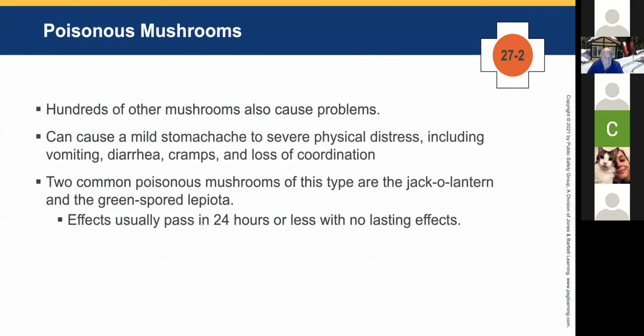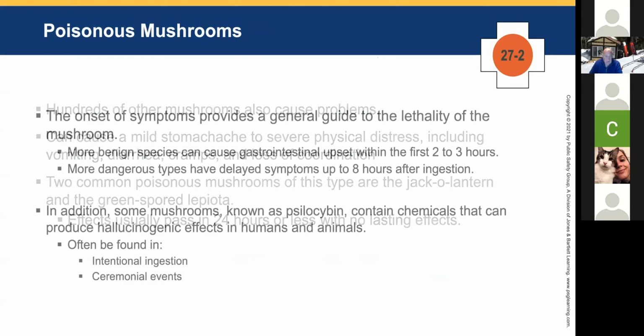There are hundreds of other mushrooms that can also cause problems. Bottom line, they cause mild stomach ache, severe physical stress, including vomiting, diarrhea, cramps, and loss of coordination. Two common poisonous mushrooms of this type are the jack-o'-lantern and green spored lepiota. Effects usually pass in 24 hours or less with no lasting effects.